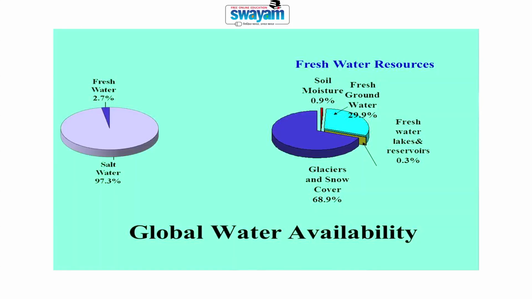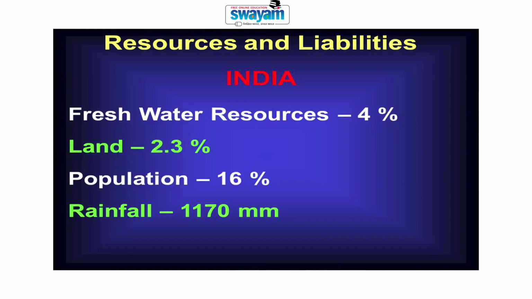If you look at the global water availability, fresh water resources are very limited. In this, only our share is very limited. For India, fresh water resources are only 4% of total water availability, while our land is 2.3% of total land, while our population is more than 16%, and our rainfall is very limited, which is a finite number.